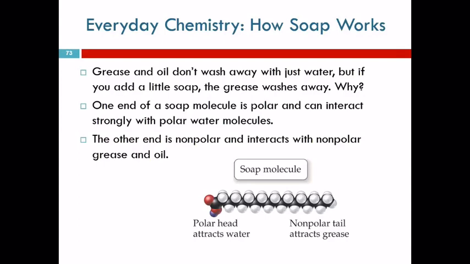Because the grease and the oil are nonpolar, they don't interact with the water, and so the water's all tight with itself and just rolls on past, and the grease and the oil stay on your hands. So what soap does is it sort of acts as a mediator. So here we have an illustration of a soap molecule. A soap molecule has a polar head that can interact with the water, and then it's got this long nonpolar tail that can interact with the grease.